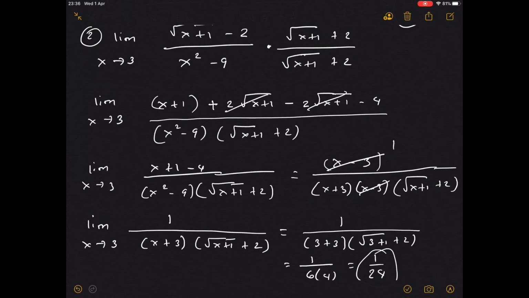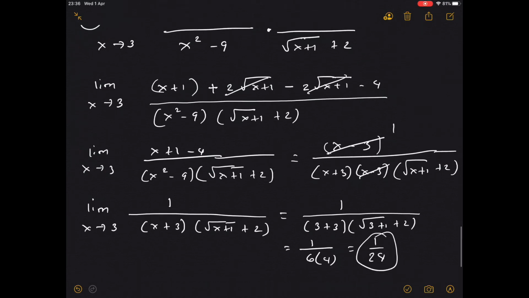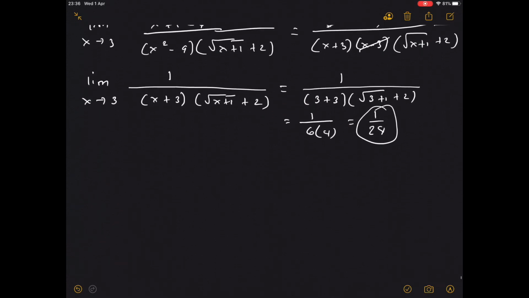That's how you do the function with the square root. And let's go to the letter D example. Number 1.